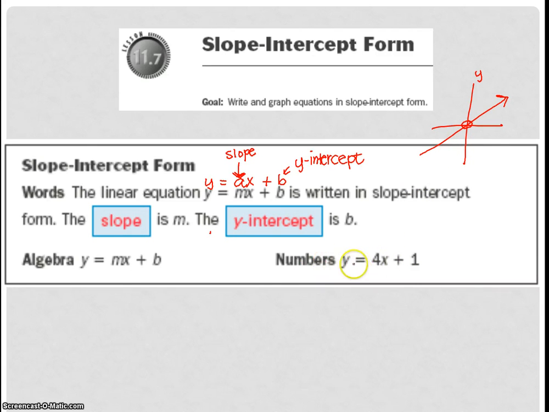So for y equals 4x plus 1, the number next to x is the slope, and 1 is the y-intercept.